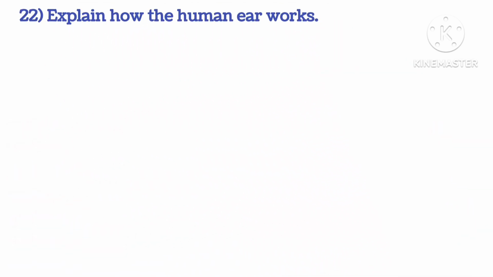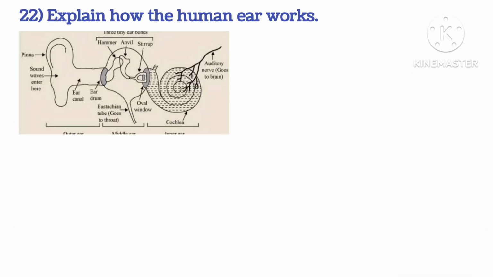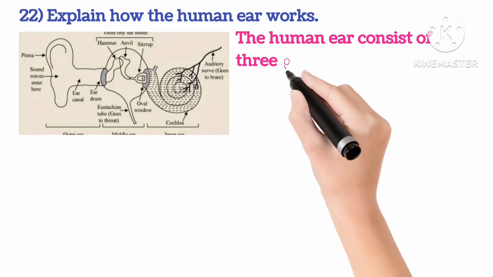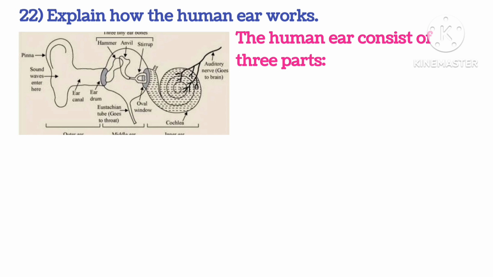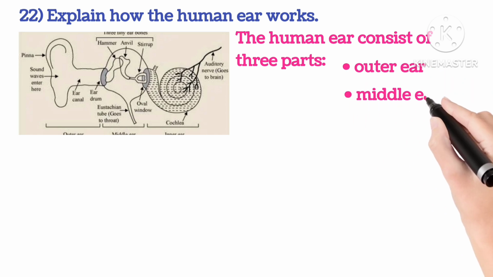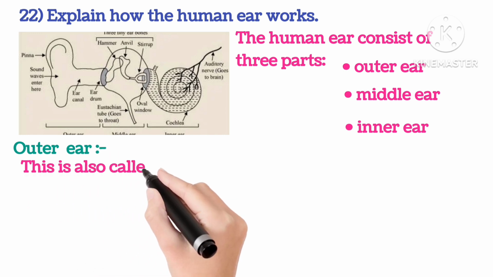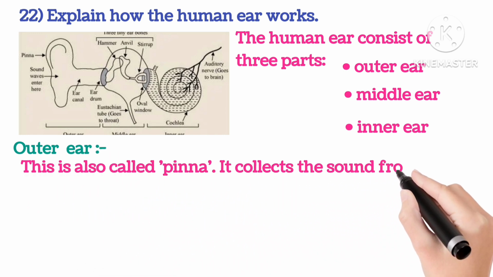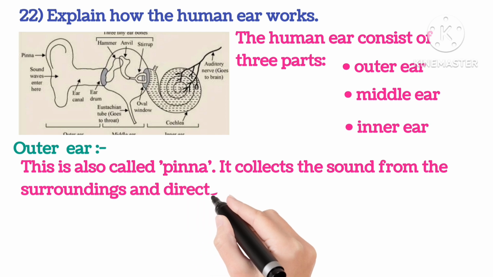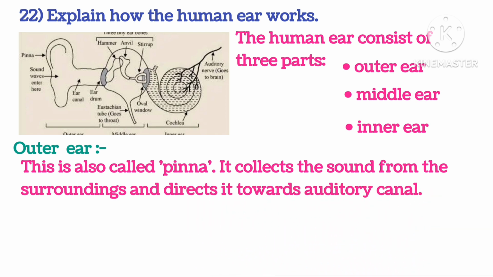22. Explain how the human ear works. As you can see in the diagram, the human ear consists of three parts: outer ear, middle ear and inner ear. Outer ear. This is also called pinna. It collects the sound from the surroundings and directs it towards the auditory canal.